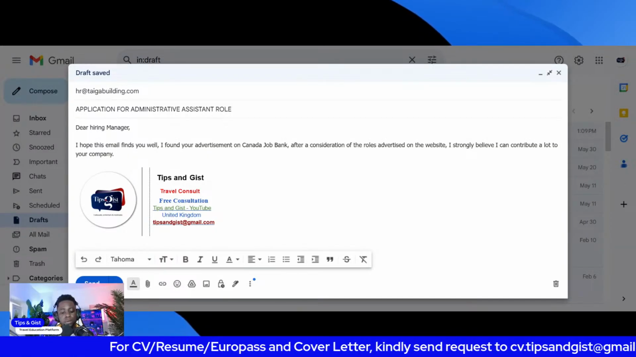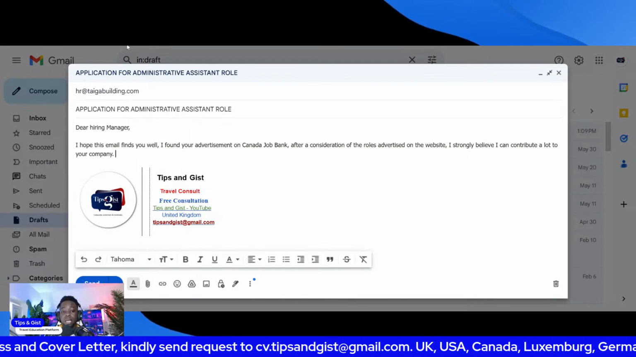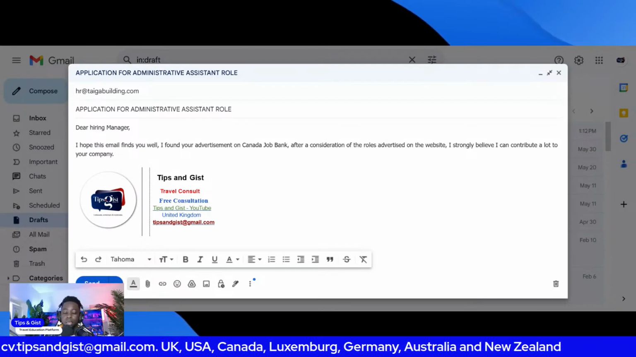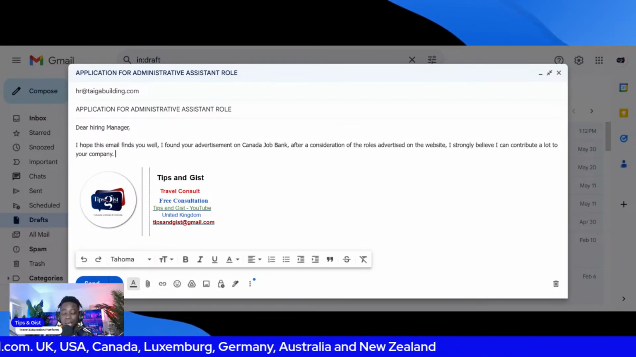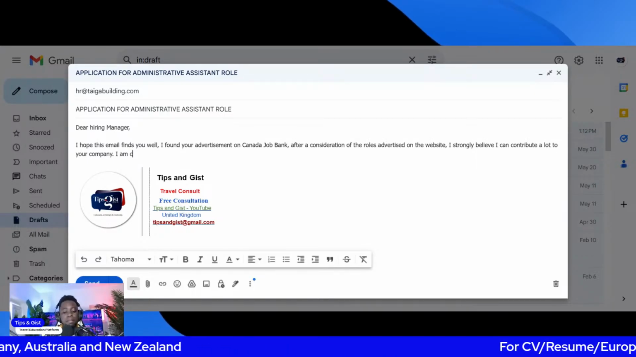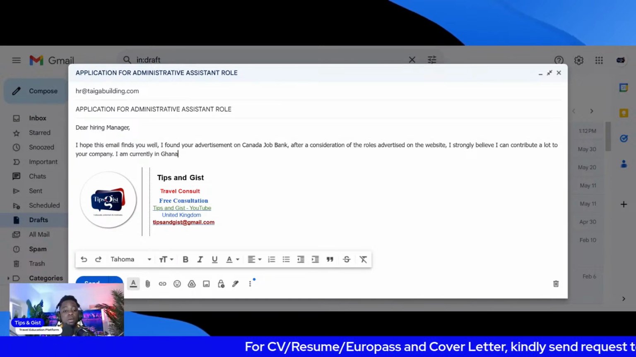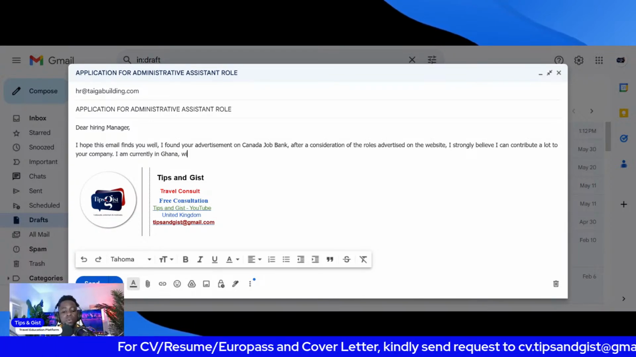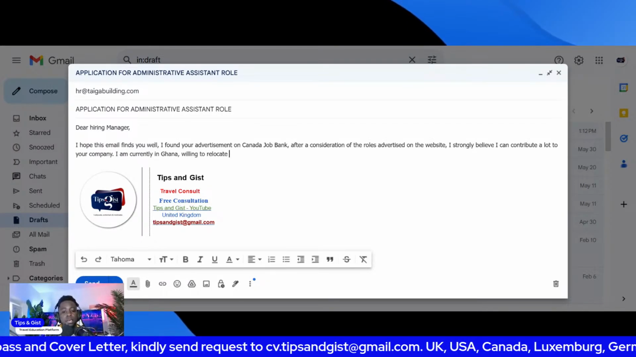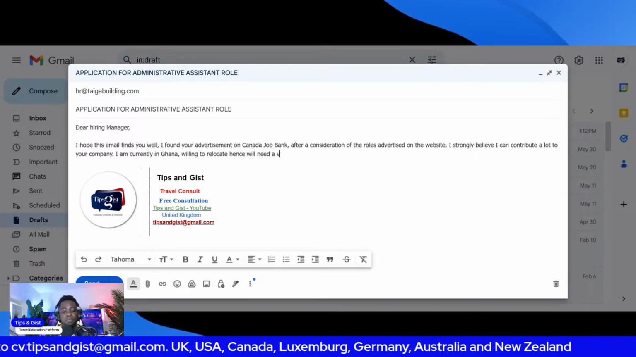And then the next thing we have to do is, if the employer asks you certain questions like, where are you located? Are you willing to relocate? And certain questions that you need to also add. So if you want to add it, okay, so I am currently in Ghana. I'm currently in Dubai. I'm currently anywhere that you are, right? I'm currently in Ghana, willing to relocate. Hence, will need a visa sponsorship.